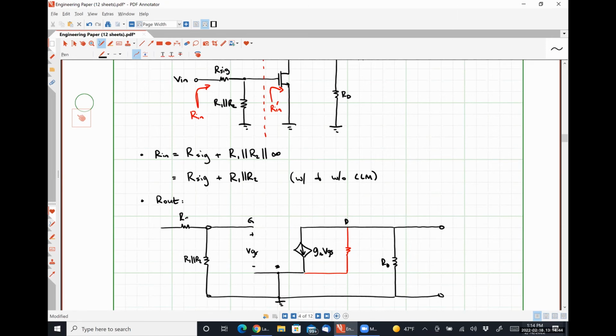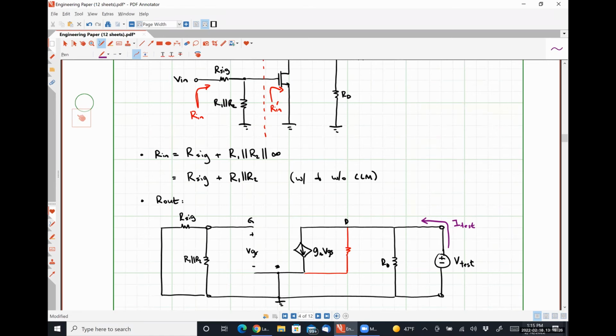Here is our resistance R sig. And then this short circuit on the left-hand side is where our input voltage was going to be applied, right? But because we're measuring the output resistance, we short out the input voltage, okay? So here is our test voltage, V test. Here is our test current, I test.